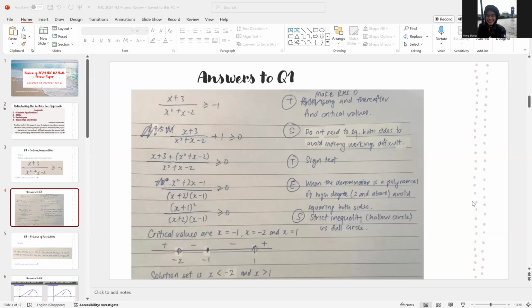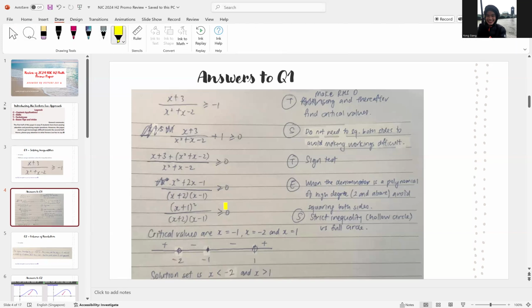And then after I simplified it, it becomes x squared plus 2x plus 1, because remember, my apologies, there is a writing error here. I wrote it wrongly. So this one, the fourth line, instead of minus 1, it should be plus 1. So plus 1 more than or equal to 0.